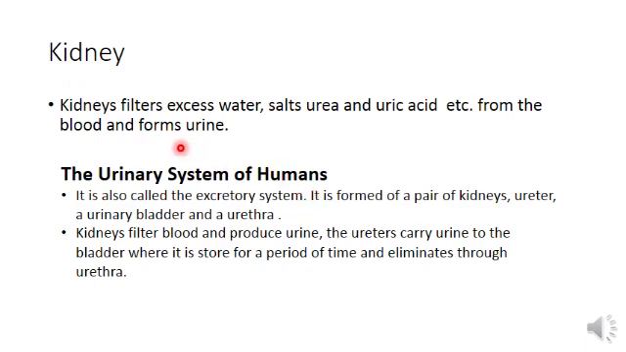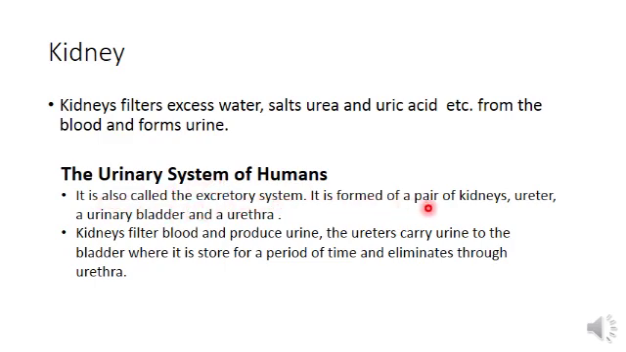Kidneys. One of the major homeostatic organs is actually the kidneys. Kidneys filter excess water, salt, urea and uric acid from the blood and form urine. After that purification, elimination of water, salt, uric acid, etc., the blood forms urine. And because of this, it is also known as the urinary or the excretory system. The urinary system actually consists of the kidneys. It is also called the excretory system.